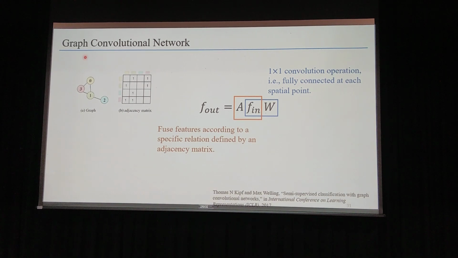Okay, and the operation of GCN can be understood as follows. Each data point performs a 1 multiplied by 1 convolutional operation. In other words, it is fully connected at each data point. Then features are fused according to a specific relation defined by the adjacency matrix. Through this process, we can effectively combine features from different scales.